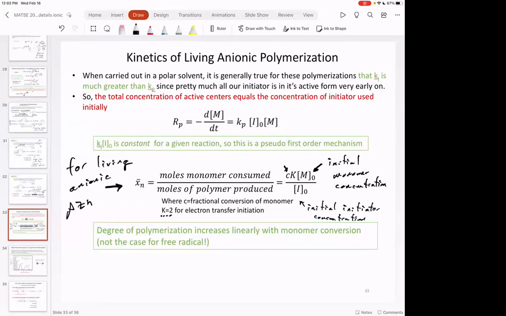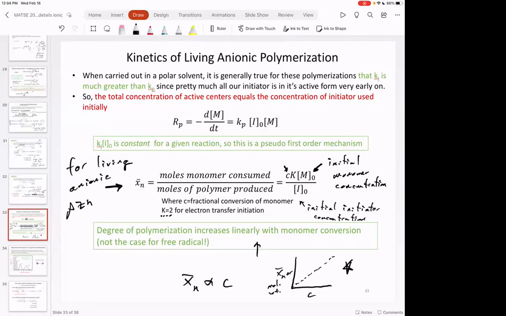So the other thing that's really interesting is X bar N is proportional to C, which means if one variable is proportional to the other, you have some sort of line, right? And so we see a signature where if we look at conversion and if we look at X bar N or molecular weight, if we have a line relating those two, we know we have living polymerization. And this is a signature. This is how you prove that your polymerization is living.